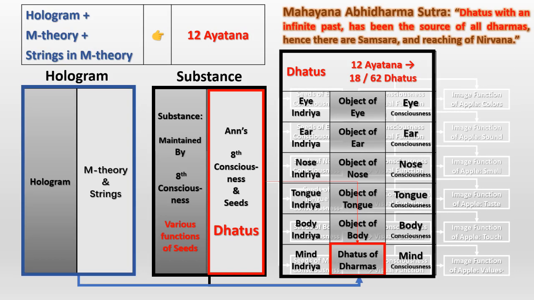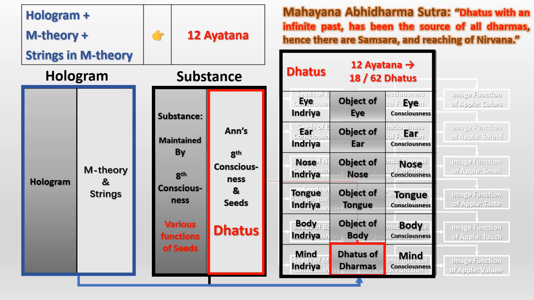Yogacara Buddhism has other names for seeds. For example, it is sometimes called various functions. That means seeds must contain various information to produce various functions. It is also called dhatus. This is stated in the Compendium of the Mahayana by Asanga, where there is a quote from the Mahayana Abhidharma Sutra: dhatus, with an infinite past, have been the source of all dharmas, hence there are samsara and the reaching of nirvana. Seeds or dhatus have been the source of all laws of the universe.